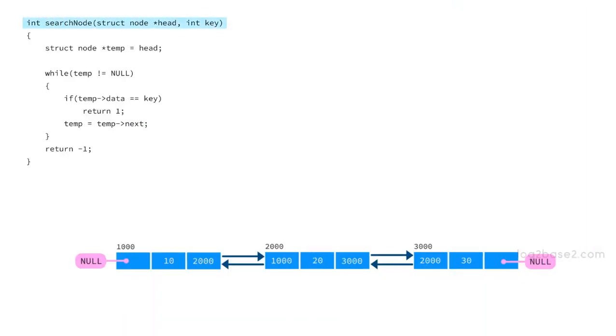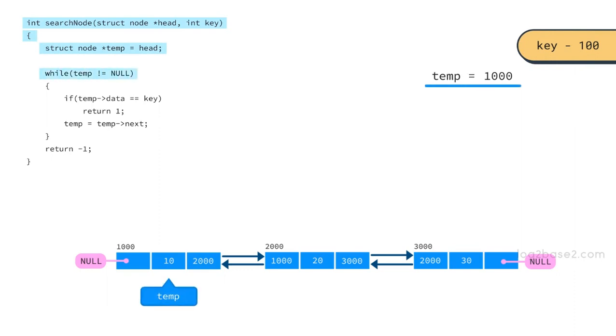Now let us see another case where the search key is not found. So let the key to be searched be 100. First, the head address, which is 1000 here, will be stored to temp. And we have the while condition, temp not equal to null, and temp equal to 1000, which is not equal to null. So the condition is okay, so enter the loop. Now check if the data at address 1000 is the key. So compare 10 with 100, but the comparison returns a false. So if condition fails, so jump to the next statement, temp equal to temp next. Now temp will be holding the next node address, which is 2000. So temp now points to the second node.